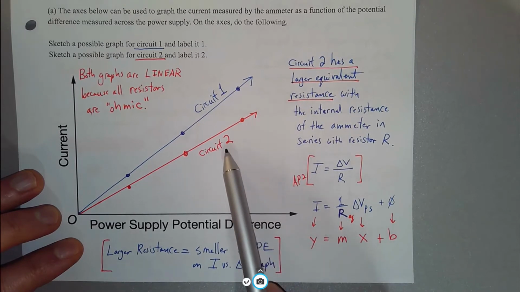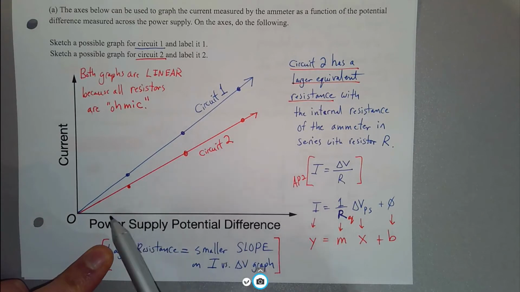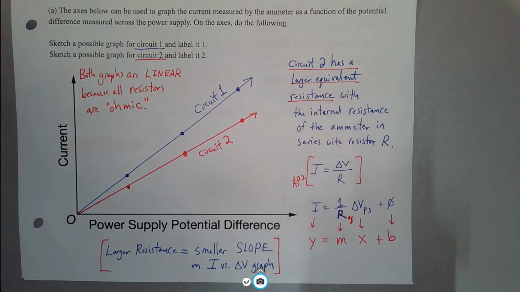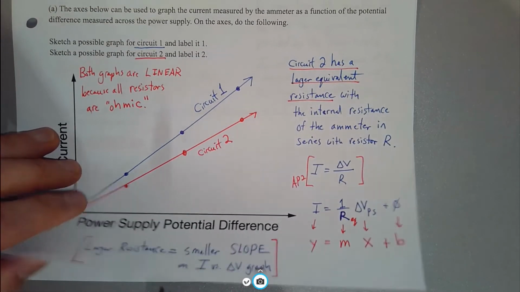So the graph of current versus power supply potential difference will have a smaller slope than that for circuit 1. How much smaller though totally depends on how much added resistance that ammeter adds to our circuit.